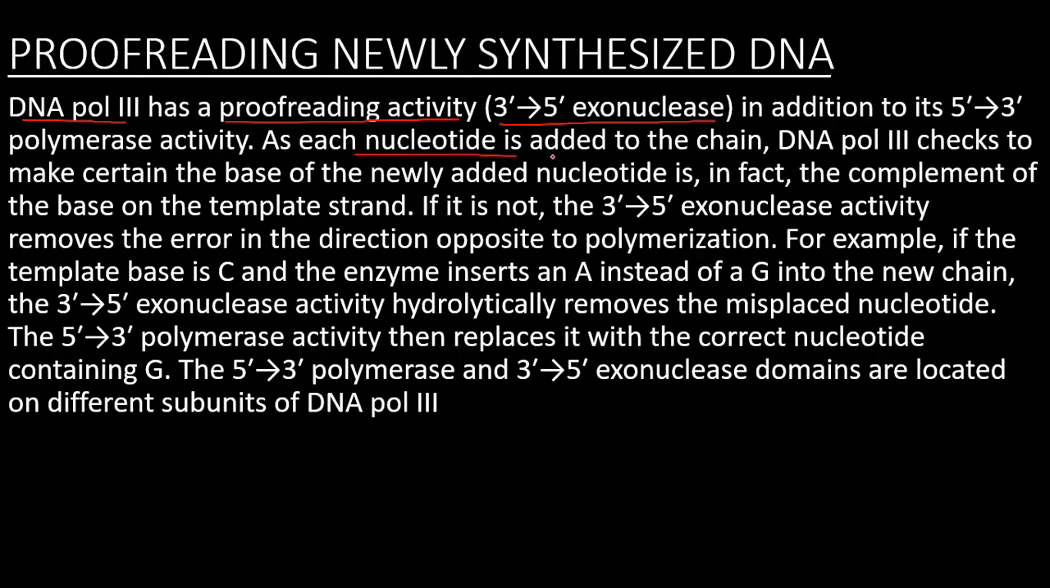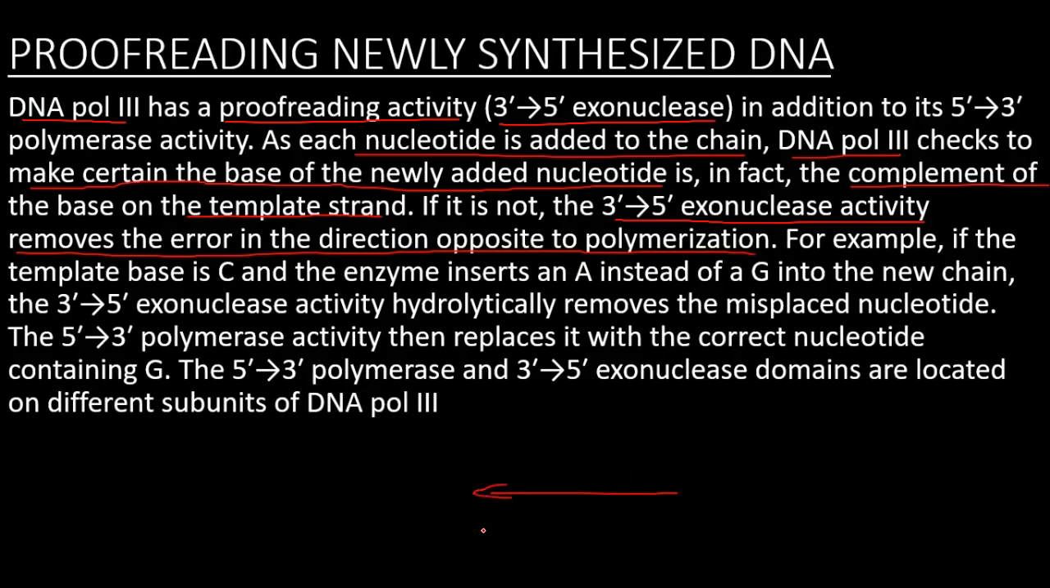Now, as each nucleotide is added to the chain, DNA polymerase 3 usually checks to make certain that the base of the newly added nucleotide is complementary to that of the template strand. If it is not, the 3' to 5' exonuclease activity will remove the error in the direction opposite to the polymerization. So if polymerization is occurring in that direction, proofreading will occur in this direction. So every time we add a nucleotide, the polymerase somehow slides back to check if that was in fact the correct base.